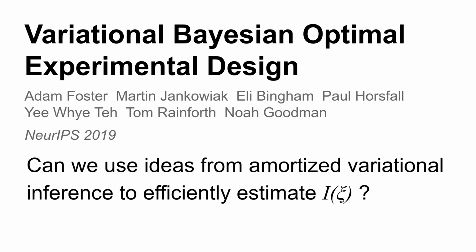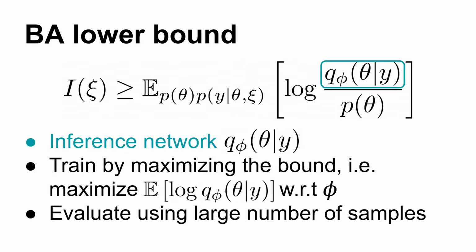So in our paper, Variational Bayesian-Optimal Experimental Design, which was joint work by me and a number of other people, we asked a question, could we use ideas from amortized variational inference in machine learning to efficiently estimate I of Xi? And I just want to pick out one idea from that paper. We looked at a number of estimators, and I want to pick out this BA lower bound.